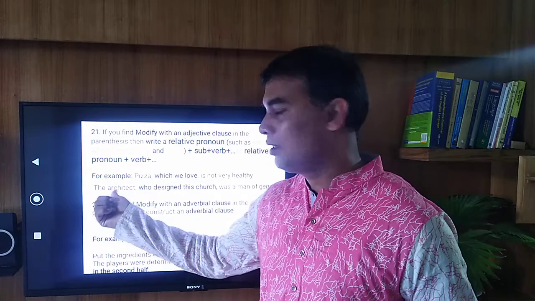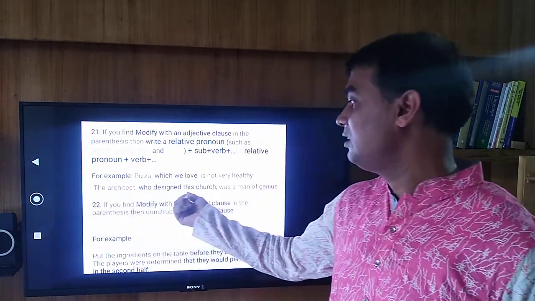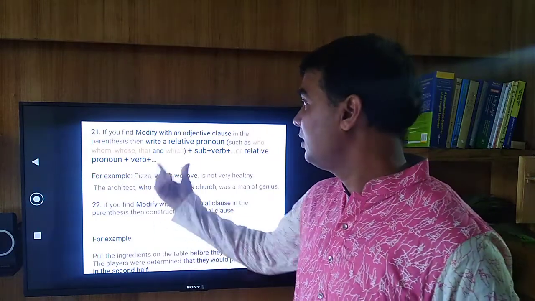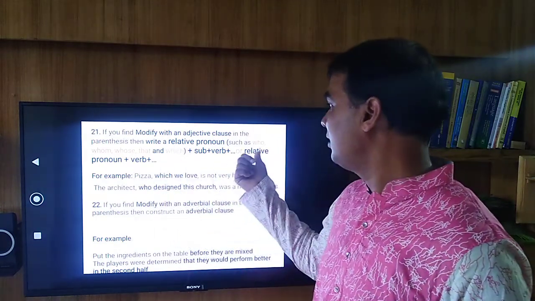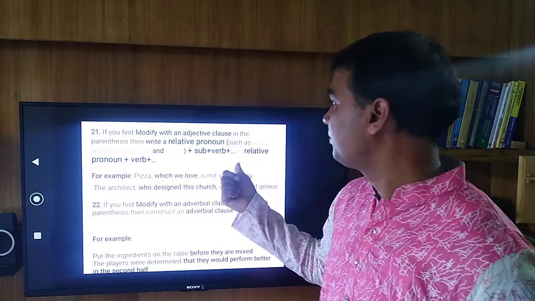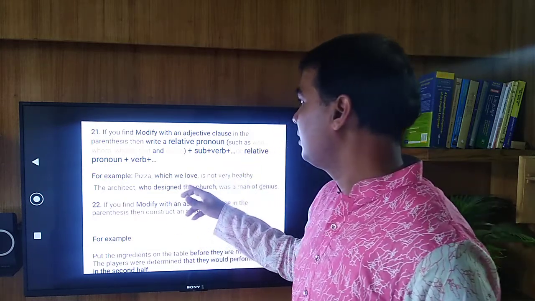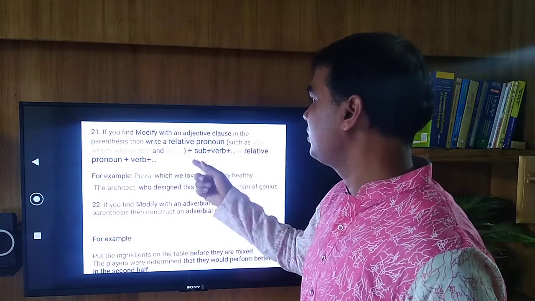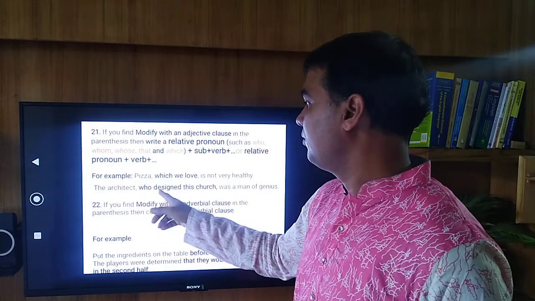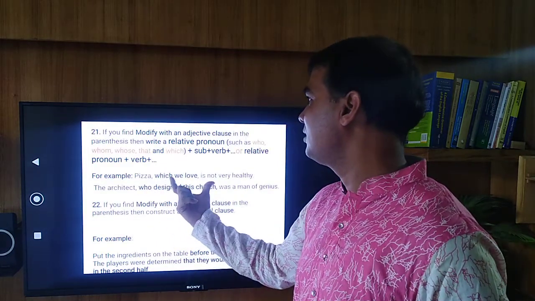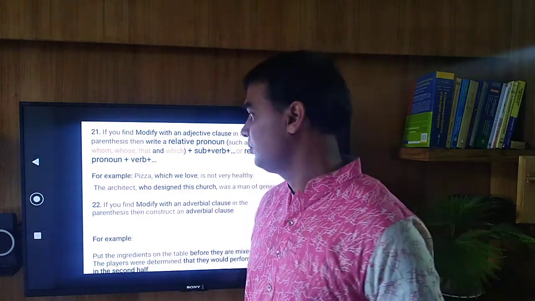And the second one, the architect who designed this church was a man of genius. Here you see a relative pronoun, and then instead of a subject you will find a verb. And then the additional word, the church. So you see relative pronoun, then verb, who designed. So who designed this church, this is an adjective clause.